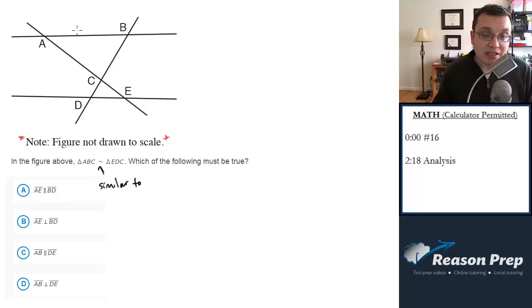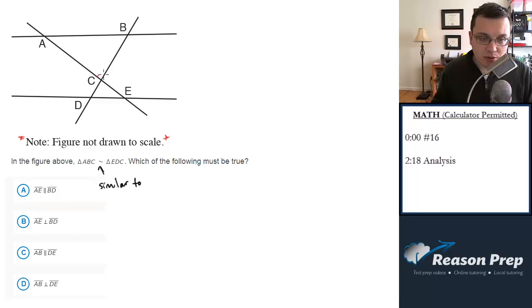Well, number one, it tells us that the corresponding sides, so for example, AC and CE, and BC and CD, and AB and DE, those corresponding sides are in proportion to one another. That doesn't seem to help us much here. But what's more important is that the corresponding angles in these two similar triangles are equal.